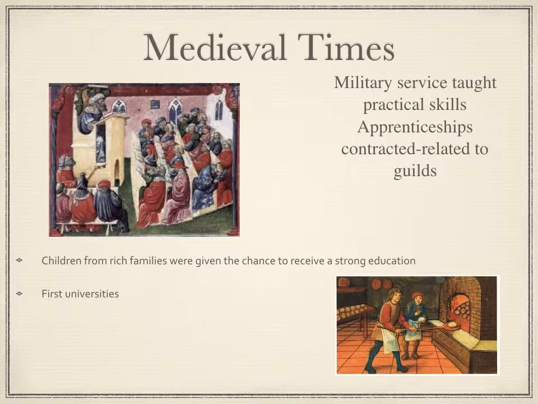When we get to medieval times, so around about 1000 AD or 800 AD, military service was still teaching practical skills. Apprenticeships now had changed. They were contracted and related to guilds or groups of people who had the skills in that field. And of course, children from rich families were given the chance to receive a strong education. Nothing much has changed there. But also the first universities in Europe started to be created. So that's around about 1000 AD.